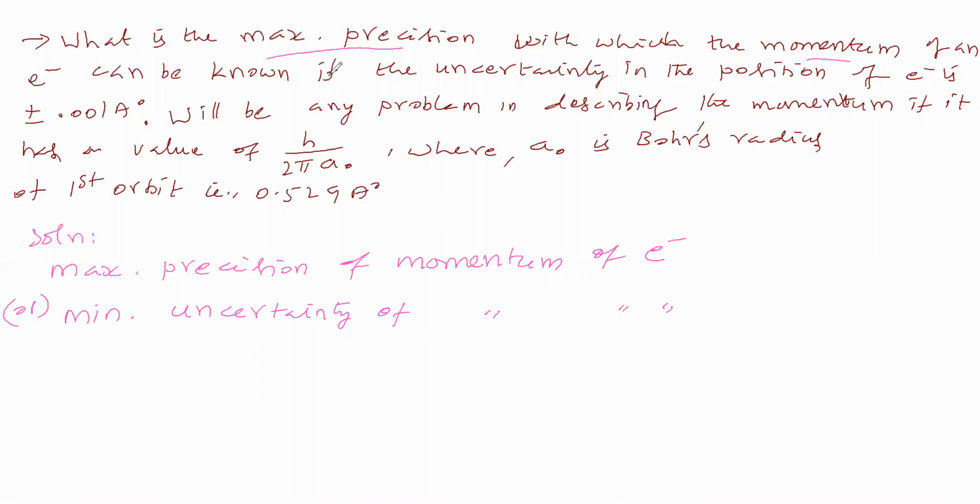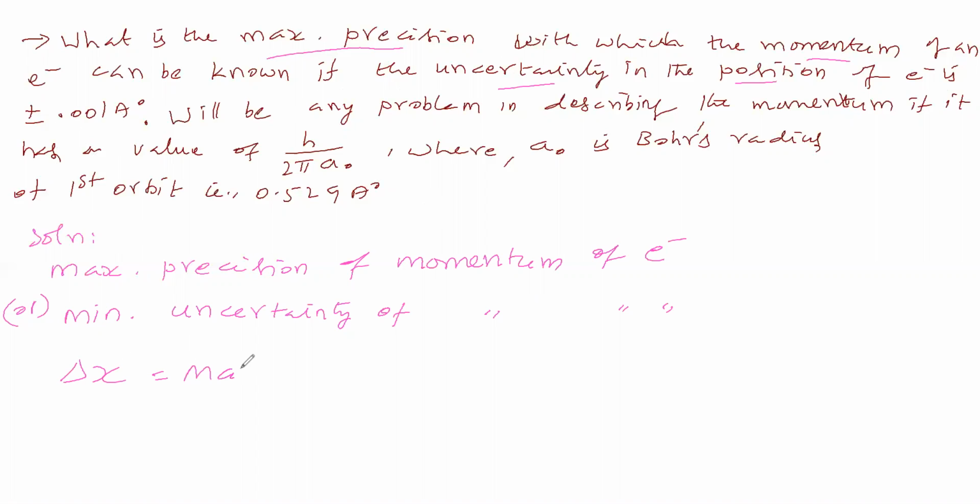Next, if the uncertainty in the position of electron is 0.001 angstrom, okay, uncertainty in position, therefore delta x is given. Delta x is equal to plus or minus 0.001 angstrom. Uncertainty in the position of electron is plus or minus 0.001 angstrom.